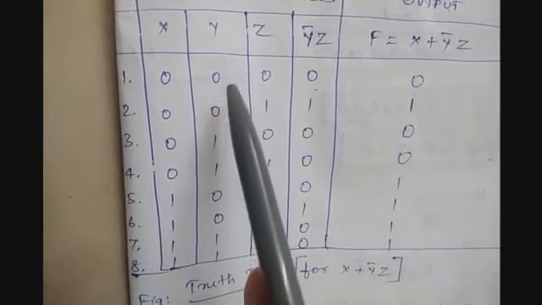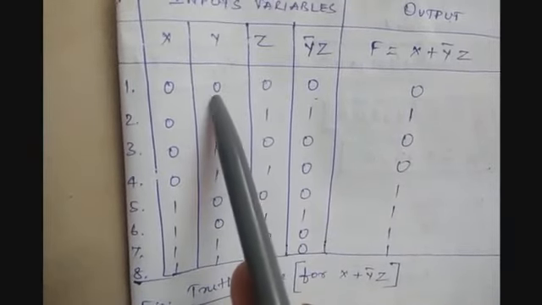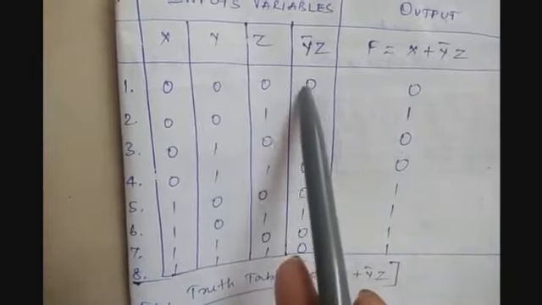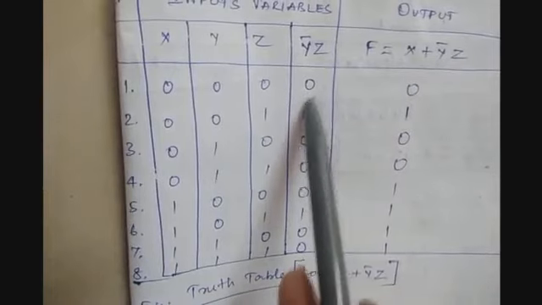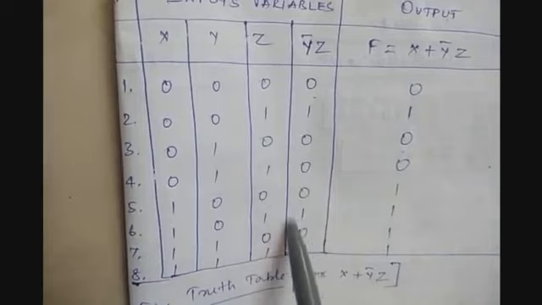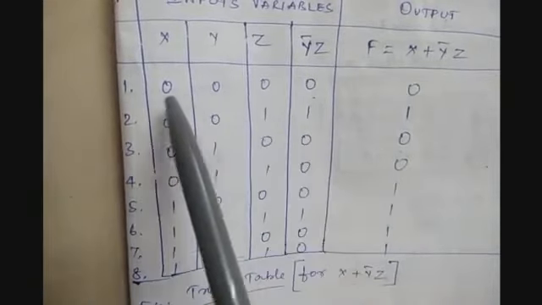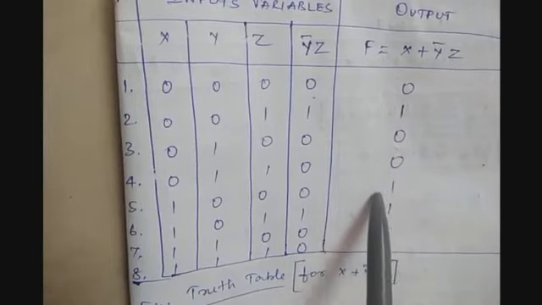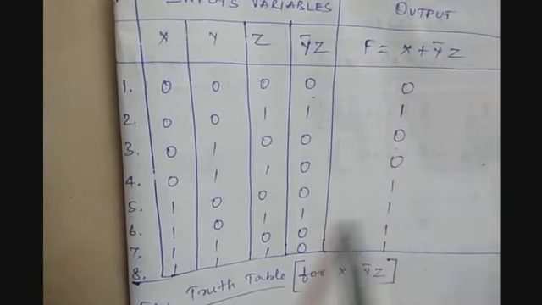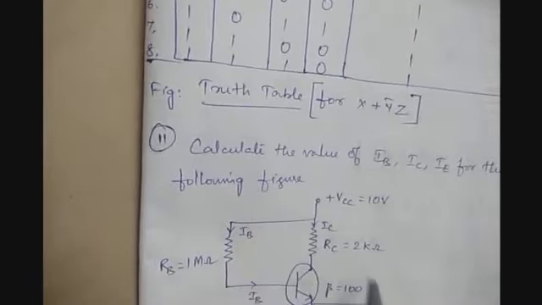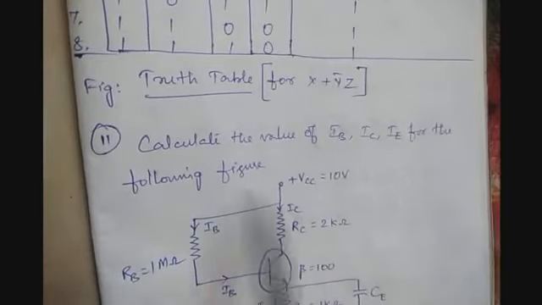If you multiply complement of Y with Z, this product will be 0, 1, 0, 0, 0, 1, 0, 0. Then add these values with X. Then you will be getting 0, 1, 0, 0, 1, 1, 1, 1. Check these values. You can understand, I hope. This is the truth table for the given expression. So we'll move on to the 11th problem.